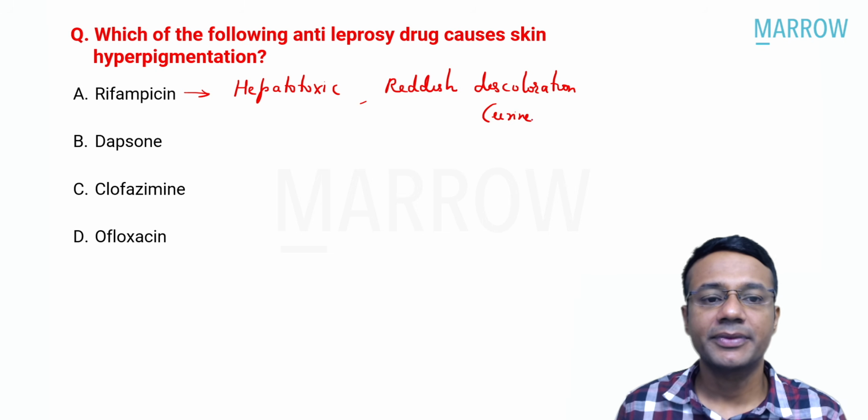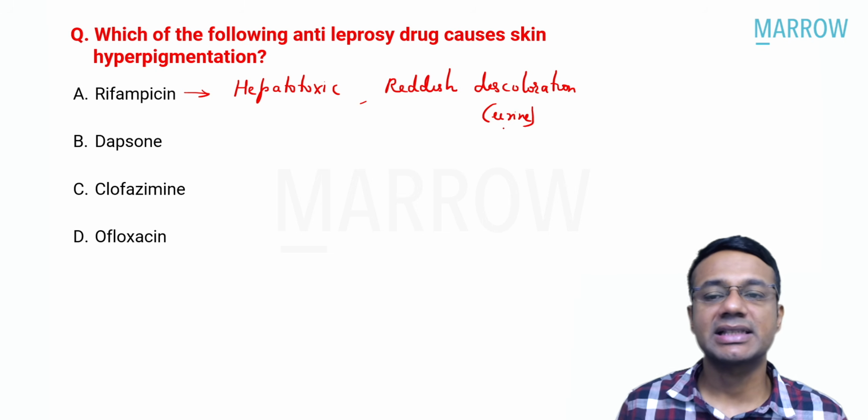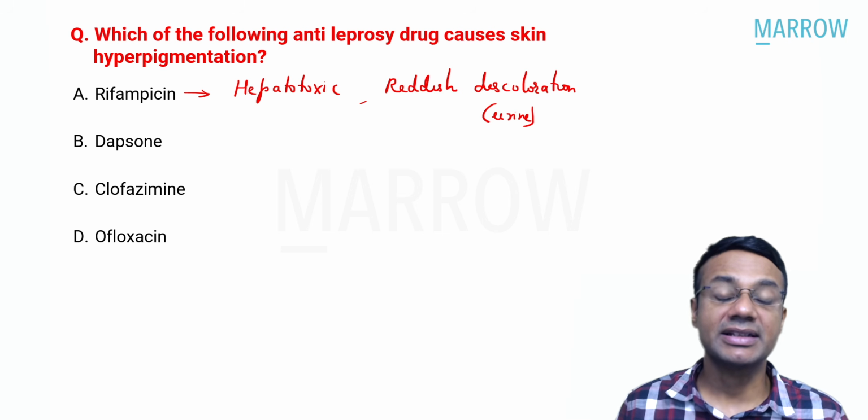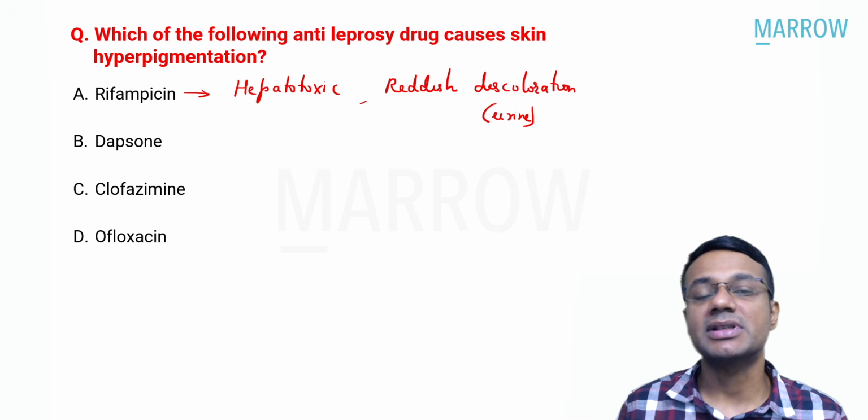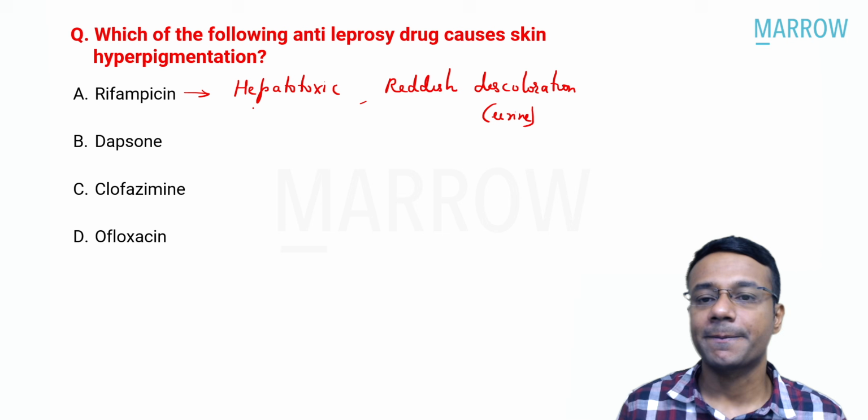So please remember, many students incorrectly mark this answer as rifampicin. Rifampicin doesn't produce skin discoloration, it produces body secretion discoloration.